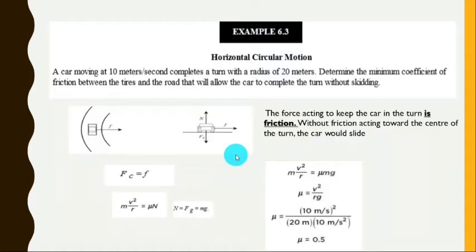Let's see now the first example and how we are going to solve it. Horizontal circular motion. A car moving at 10 meters per second completes a turn with a radius of 20 meters. So the radius is given, tangential velocity is given. Determine the minimum coefficient of friction, mu, between the tires and the road that will allow the car to complete the turn without skidding. Okay, girls, here we are talking about what type of force? Horizontal. What is it? A car. So what is the centripetal force here? You have to know, direct force of friction.